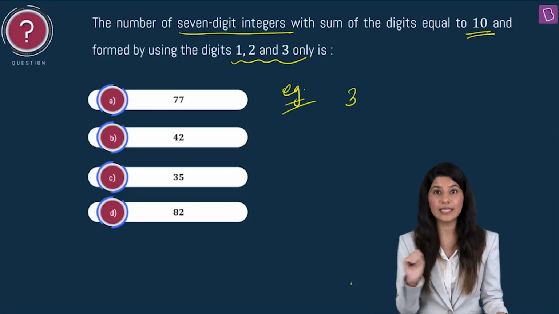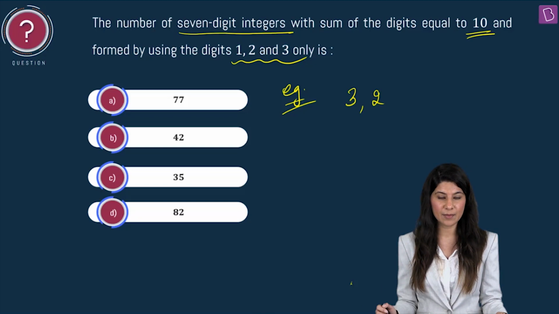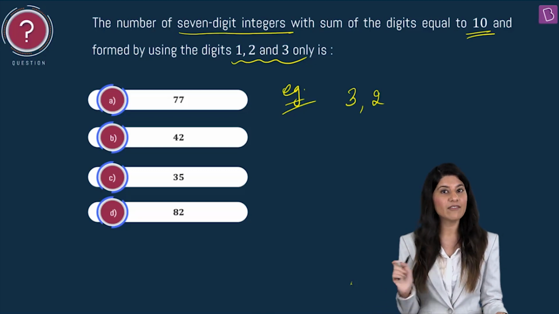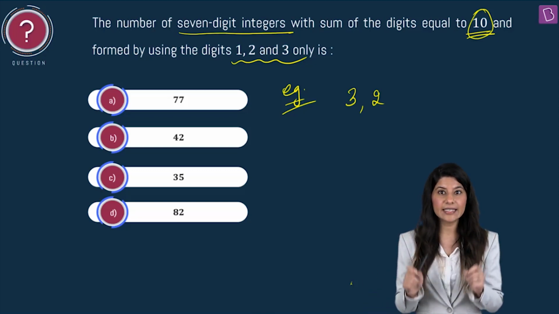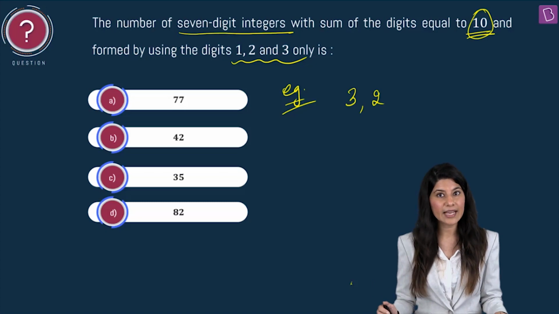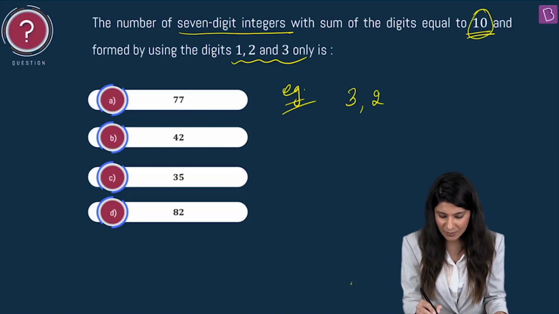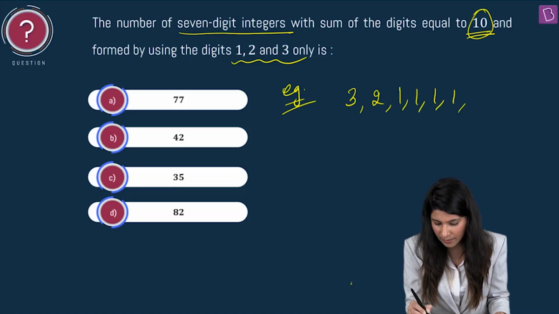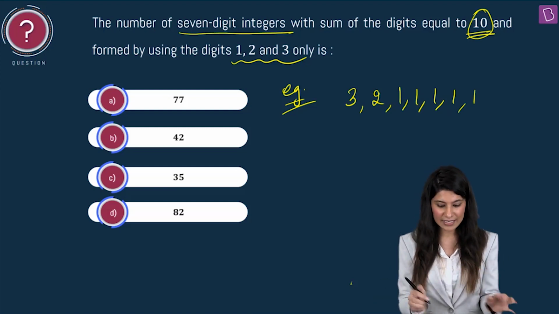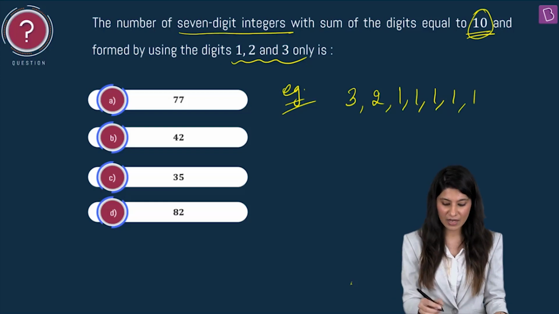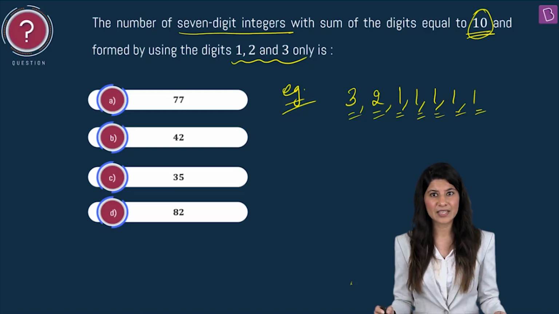So if I take 1, 3 in my 7-digit number, and if I decide to take 1, 2 as well, now I can see that we have a sum of 5, right? We need to create a sum of 10 with this 7-digit number. I need 5 more digits, and the total of the remaining 5 should be 5. That means obviously those 5 digits will be 11111. Now this is a 7-digit number, right? If you have selected 3 plus 2 plus 1 plus 1 plus 1 plus 1, the sum is 10, isn't it?